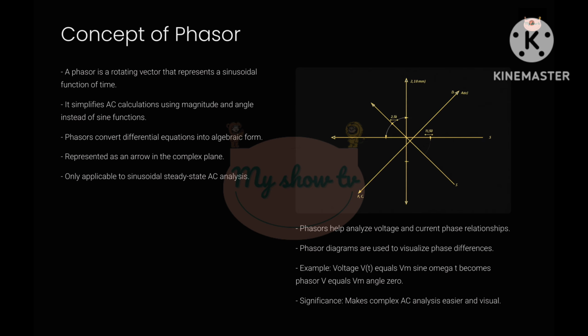A phasor shows the amplitude and phase angle of the waveform, which tells us how much voltage or current is there and how early or late it is with respect to another waveform. For example, if a voltage is given by V(t) = 100 sin ωt, the corresponding phasor would be V = 100∠0°. This means the voltage has an amplitude of 100 and a phase angle of 0.